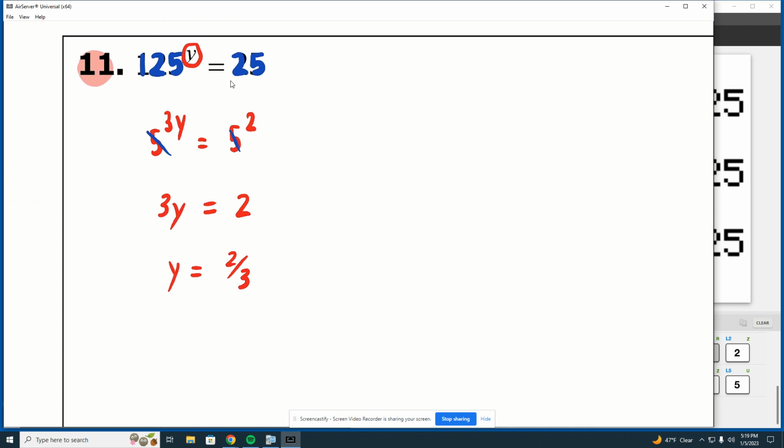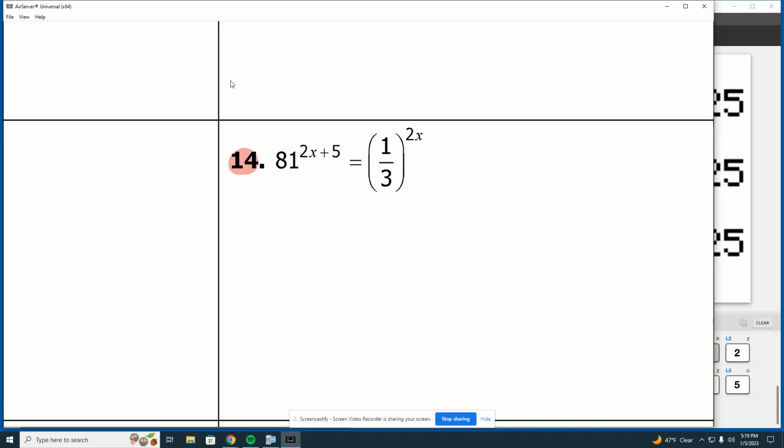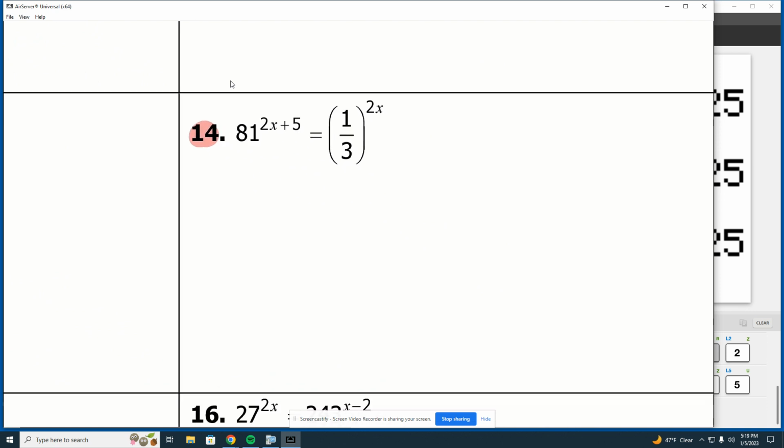Yeah, that's pretty tricky, right? Sometimes you don't have to change any base. Sometimes you have to change one base. Sometimes you have to change both bases, like we did right there. Let's go over here to number 14. This one's pretty tricky. This one has a base of 81. This has a base of 1/3.